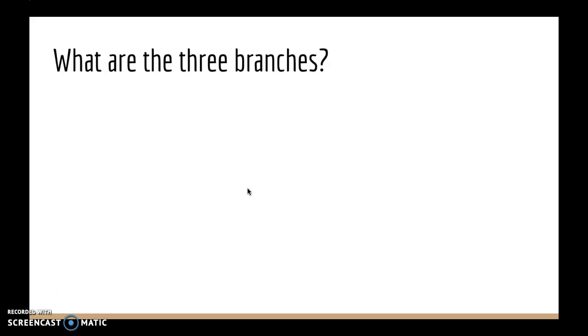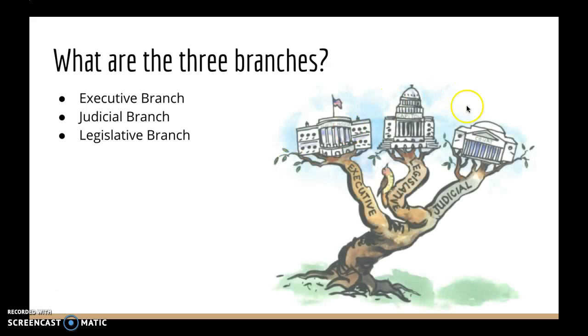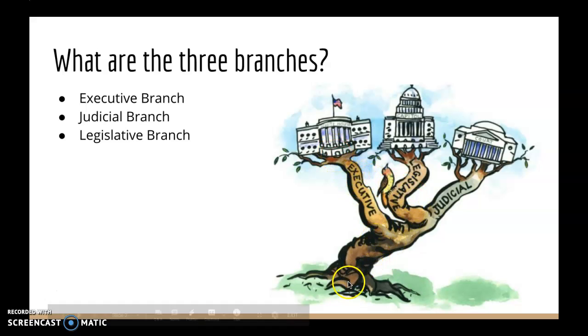All right. So first, take a second, pause the video, and think to yourself, what are the three branches of government? If you were able to correctly say the executive branch, the judicial branch, and the legislative branch, then you would be correct. And here is an image to help you out a little bit more. This is a tree with three branches, and as we can see, we have the executive, the legislative, and the judicial.